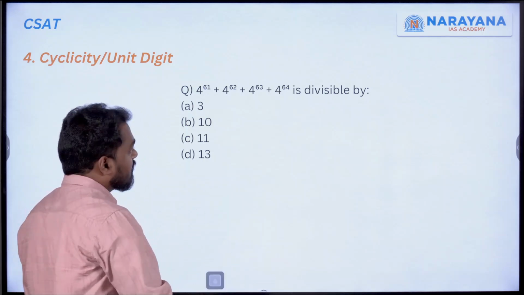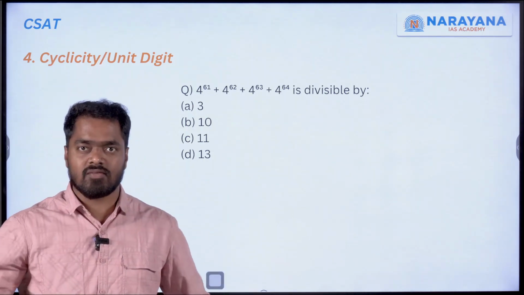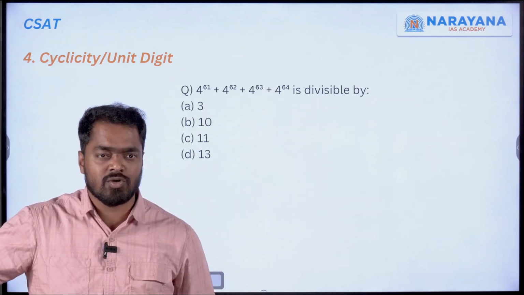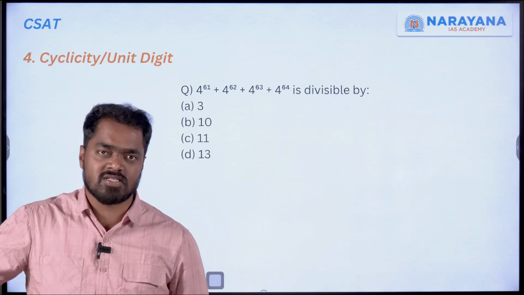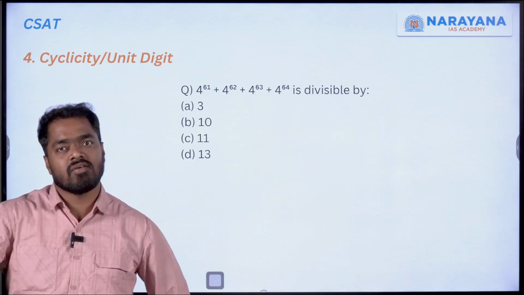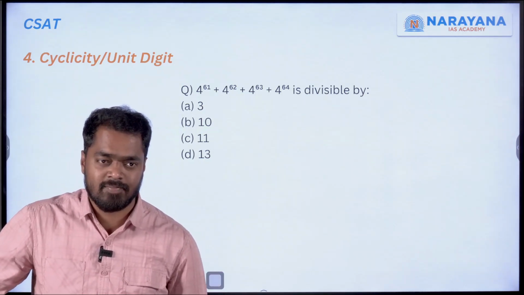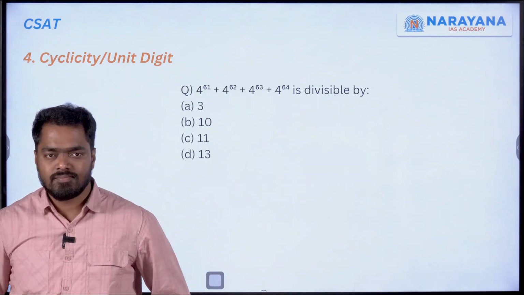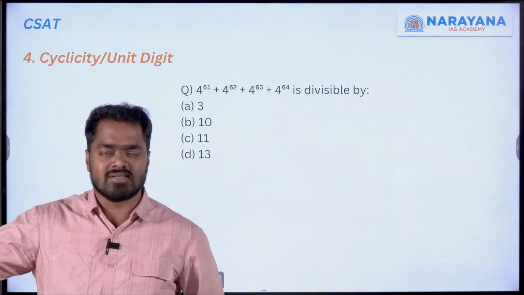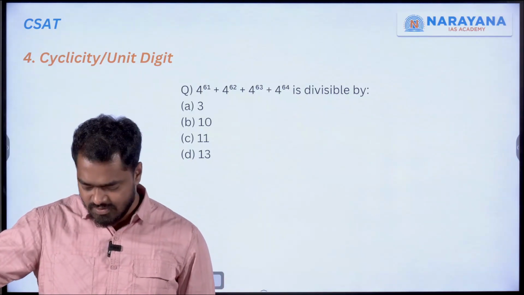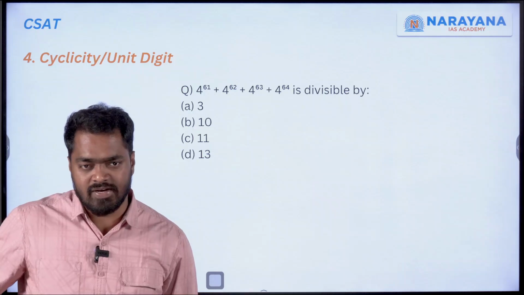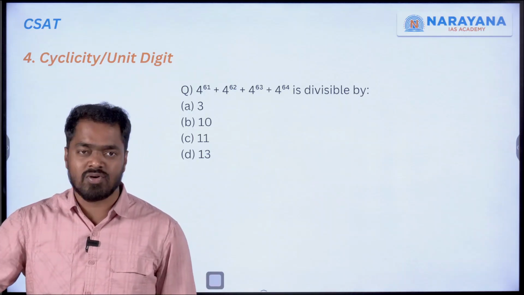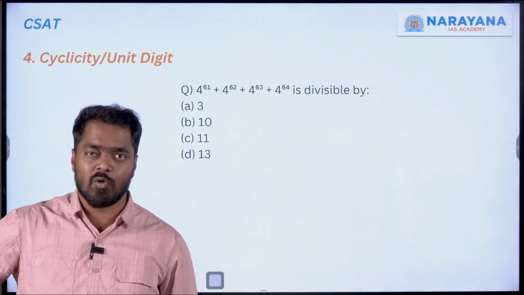Next. Find the answer for this question. 4 to the power 61, 4 to the power 62, 4 to the power 63, 4 to the power 64. This sum is divisible by which of the following numbers? Even without the unit digit concept, you can solve this. With that also you can solve it. These kinds of questions we should never miss. Very easy questions, low hanging fruits.